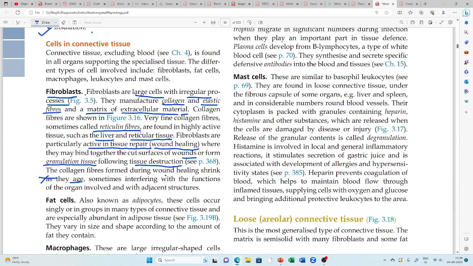No need. Just understand what is meant by fibroblast. It's a type of large cell that produces collagen and elastic fibers. The very thin collagen fibers produced by fibroblast are called reticulin fibers. These reticulin fibers are found actively in the liver and reticular tissue. One more thing about fibroblasts, they have an active role in wound healing or granulation tissue formation. Okay, this is the first cell in connective tissue.